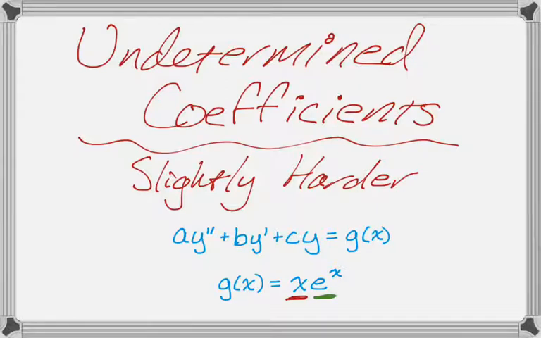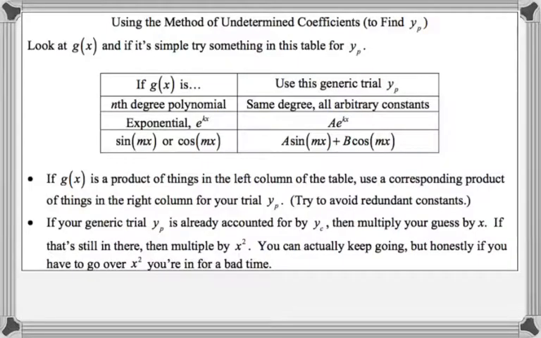So let's take a look at the overall thing that we're doing. It all comes down to figuring out what to use as your trial solution. If g of x is just a polynomial, we use a generic polynomial. If it's just an exponential, we use a times e to the kx. If it's just sine or cosine, we use the more complicated a sine of mx plus b cosine of mx. But in this problem, we're going to run into g of x being a product of two things in that left column. Specifically for us, g of x is going to be x times e to the x.